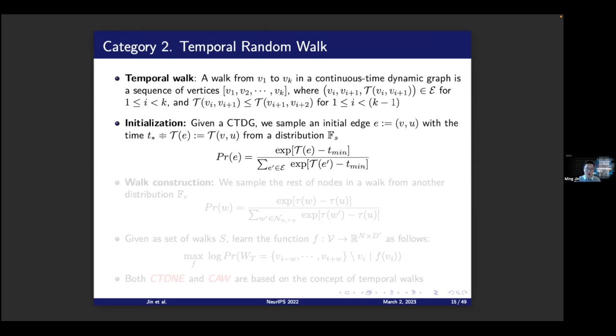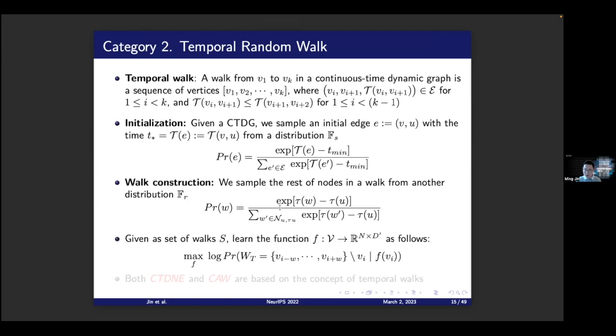The first step is initialization: we sample an initial edge e from a distribution F_s based on a temporal biased sampling mechanism, by which we are more likely to sample edges close to the current time, right? This is the temporal biased probability. Then, given the initial edge, we can sample the nodes in a walk from another distribution. Again, we can use the temporal biased sampling strategy to emphasize more recent nodes because they are usually more informative. Finally, given a set of sampled walks, we learn the mapping function F using the skip-gram objective that maximizes the co-occurrence probabilities of the temporal nodes in the walk.